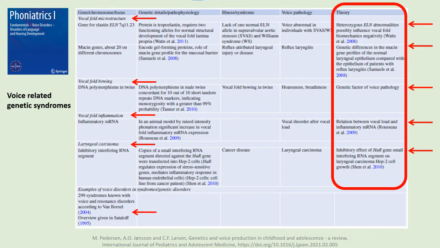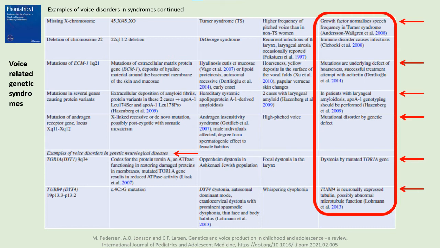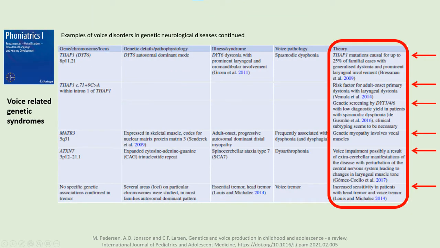In Phoniatrics 1 from 2020, used for education in phoniatrics in the European Union, we have made an overview of voice-related genetic syndromes. Examples are given of genetic deviations for vocal fold microstructure, vocal fold bowing, vocal fold inflammation, and laryngeal carcinoma. On the next page, we will give you examples of syndromes. There are also examples of disorders in genetic neurological diseases. An example of a disorder in genetic neurological disease is spasmodic dysphonia.